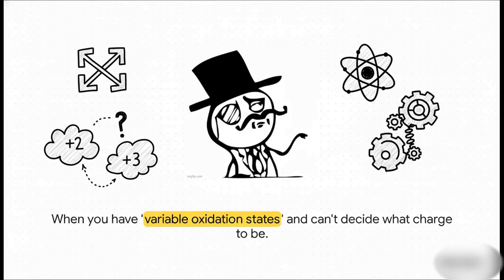Right, this whole idea of variable oxidation states, it basically means an element like iron can show up to the party with a +2 charge or a +3 charge. It's almost like it can't decide what it wants to be, which is what gives it such incredible chemical flexibility.